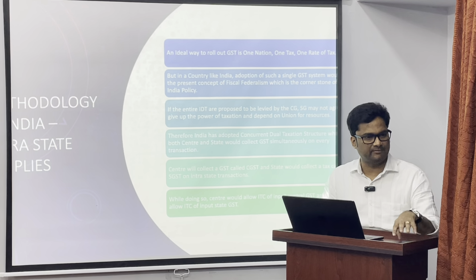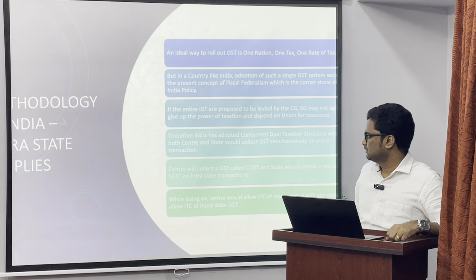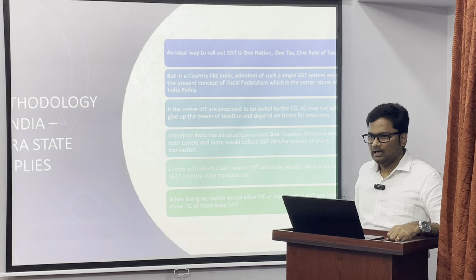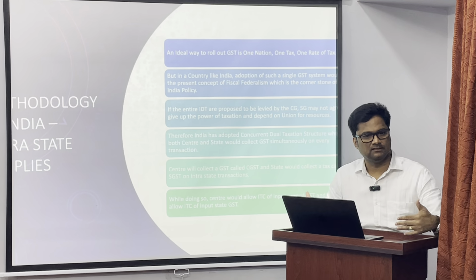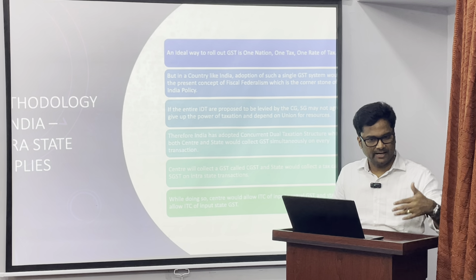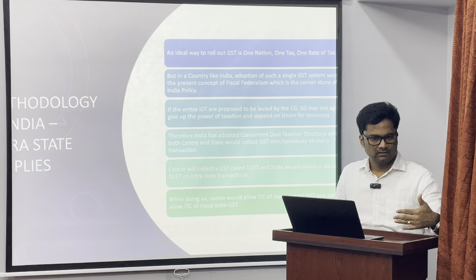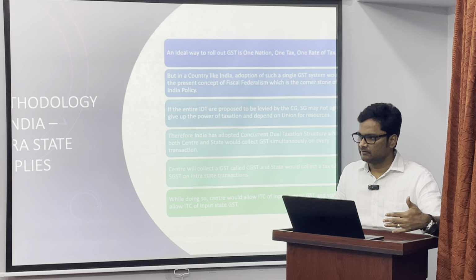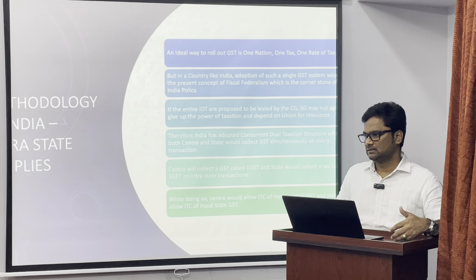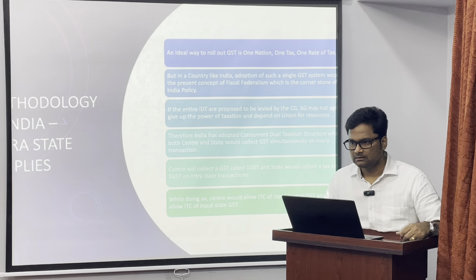Correct? So that is it. So therefore, India has adopted a concurrent dual taxation structure, and it will be levied by the center and the state simultaneously. And respectively, they allow ITC. The state will give input tax credit for input SGST. The central government will allow input tax credit for central GST, that is, the CGST paid at the input stage.